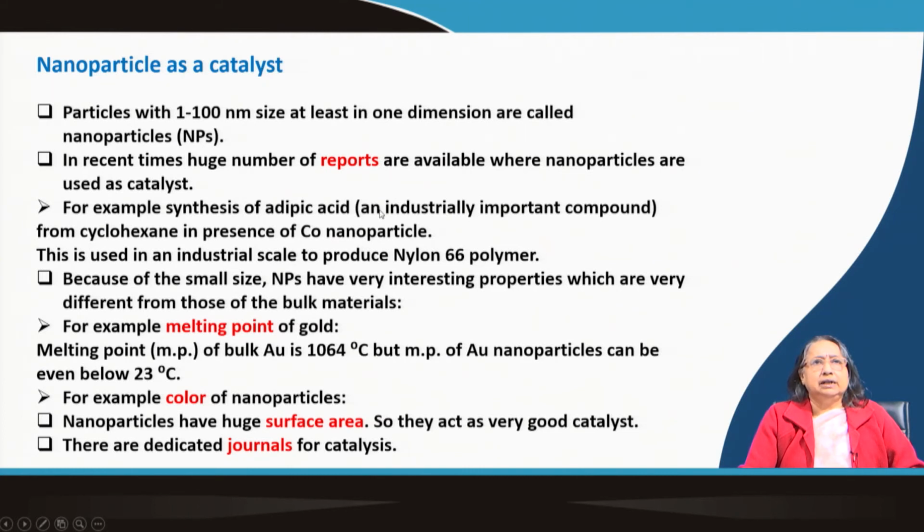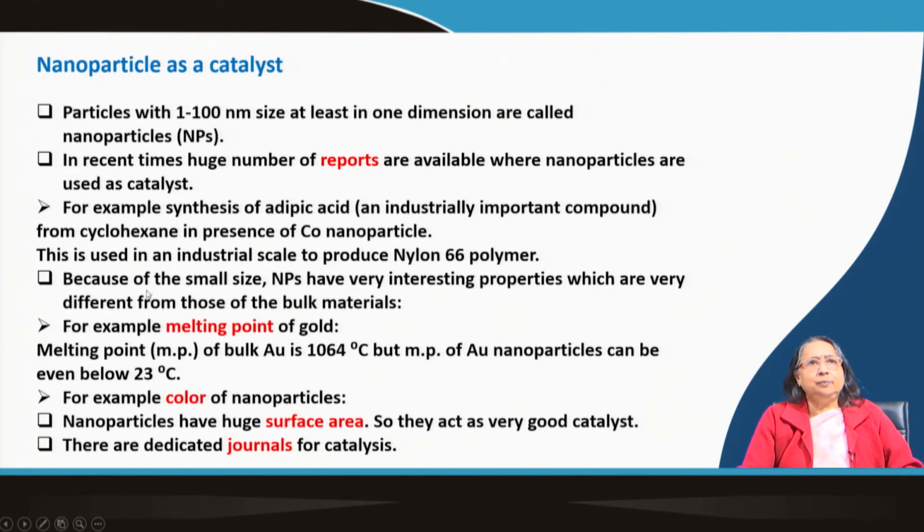nylon 66. Nylon 66 is so important. It can be produced from hexamethylene diamine and adipic acid, through a condensation reaction, that polymer formation. Now, this is the nylon 66 polymer.